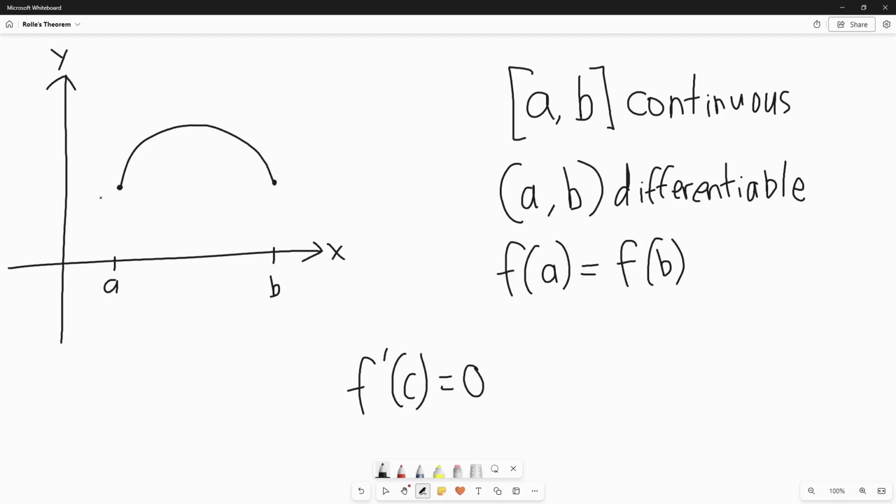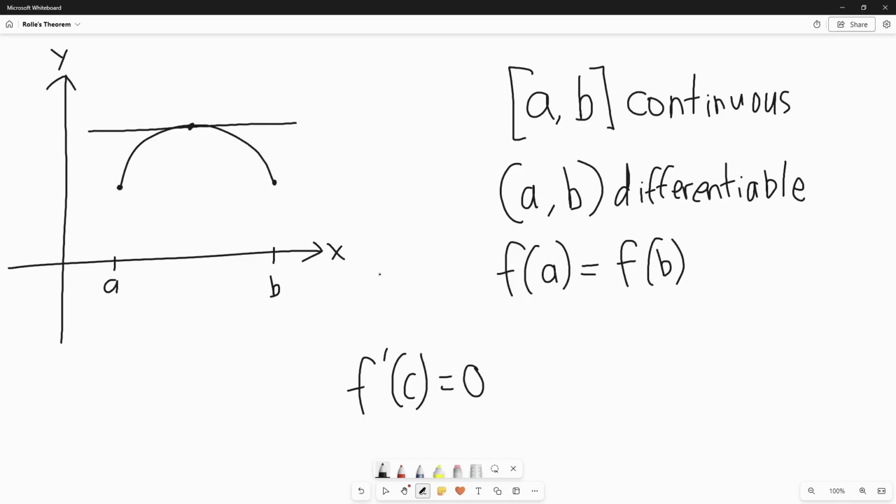And here I drew a graph that represents a function that applies to Rolle's theorem. We have the closed interval a comma b being continuous, and we have the open interval a comma b being differentiable, and they have the same y value. And Rolle's theorem states that for something like this, there's a value c somewhere on this interval of the graph where the derivative is 0. And let's say the point c is right here, then the tangent line would be horizontal.